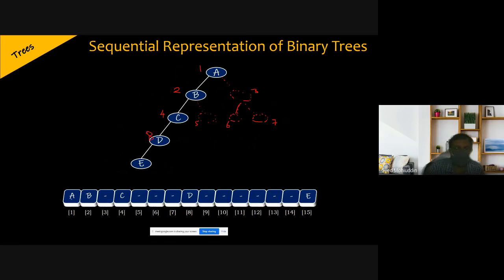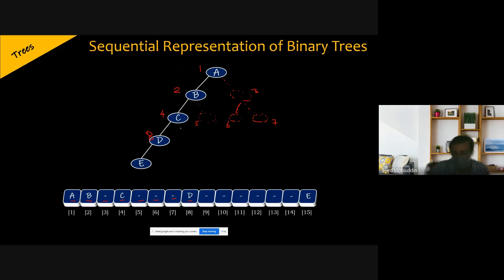So A is at index 1, B is at index 2, at index 3 there is no node, so we make it blank. At the 4th index we have C. The 5th, 6th, and 7th we don't have anything, so these are blank, but we have to count them. Then at the 8th position we have D.